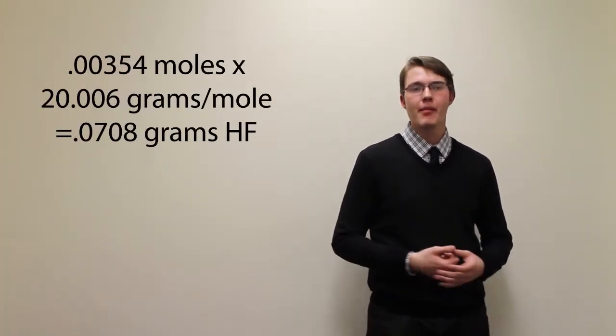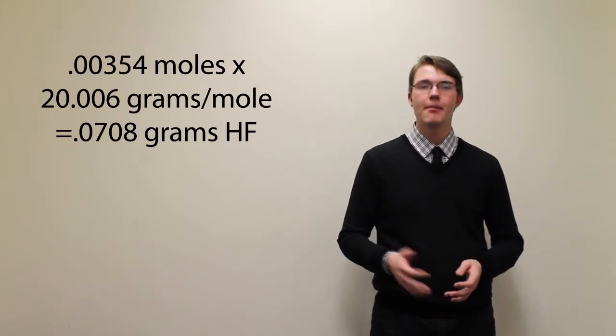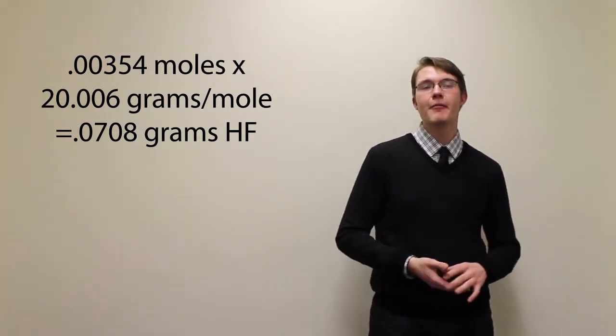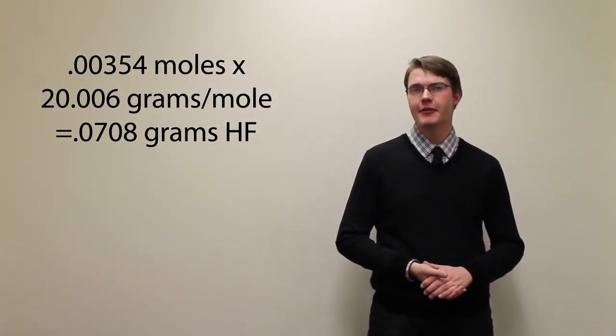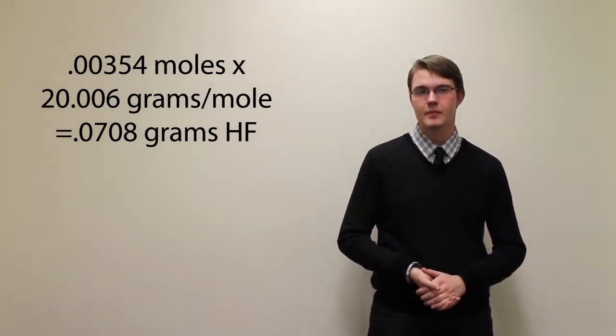The next step is to convert this amount to grams. Now, I conveniently know that the molar mass of hydrogen fluoride is 20.006 grams per mole. Therefore, by multiplying the amount of moles we need by this value, we find that we need 0.0708 grams of hydrogen fluoride.